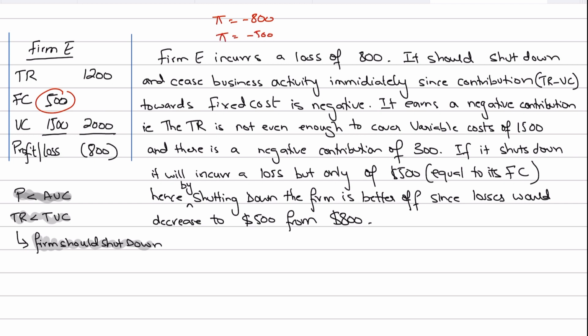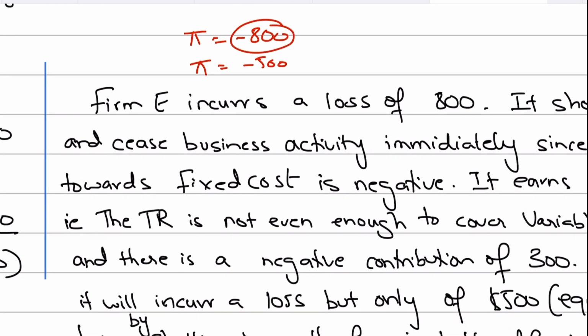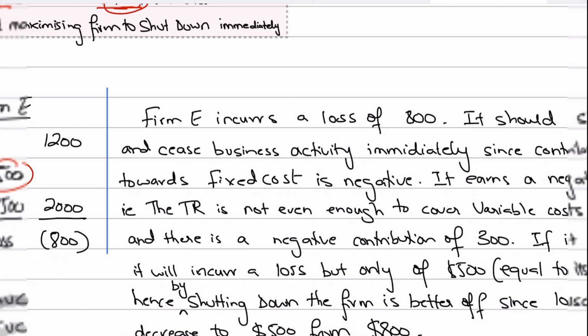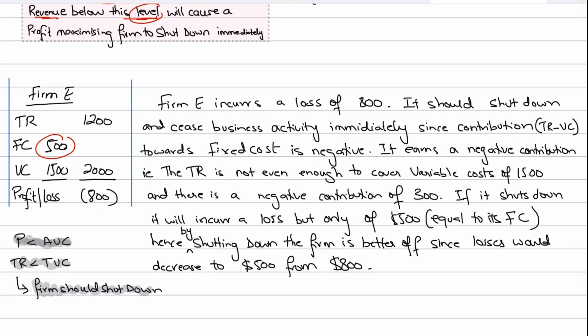That is, profit would be negative fixed cost, which simply means there would be a loss, right? So the loss right now is bigger than the loss that would happen if they shut down. So shutting down is beneficial for the business. It's worthwhile for the business shutting down, because by producing, they are earning a negative contribution.